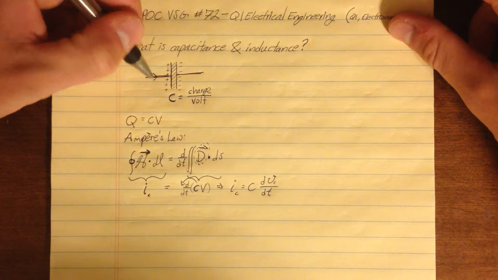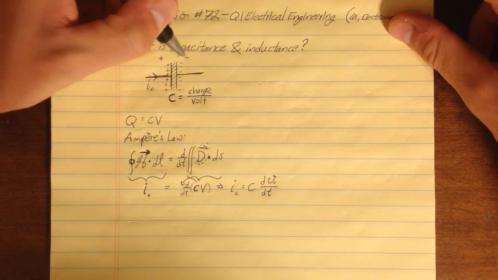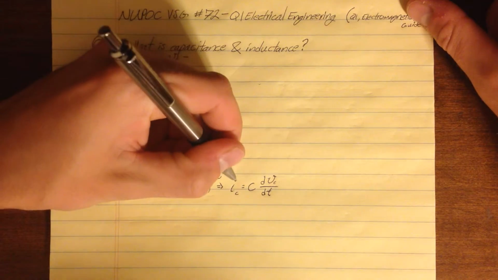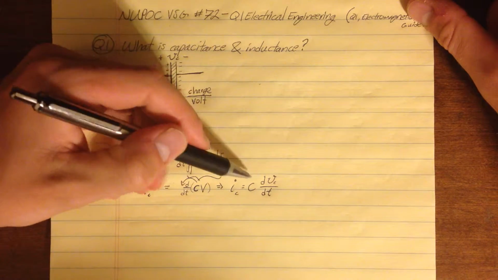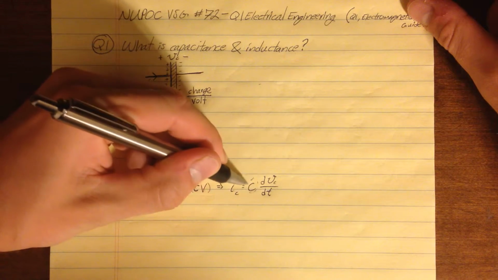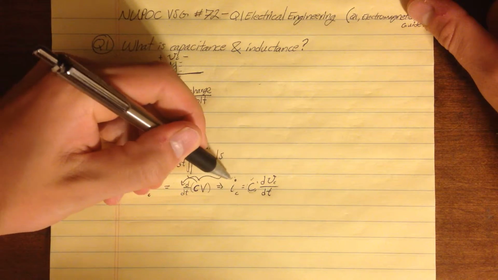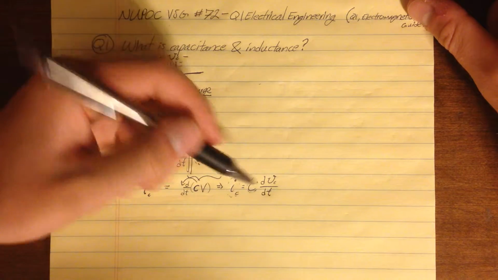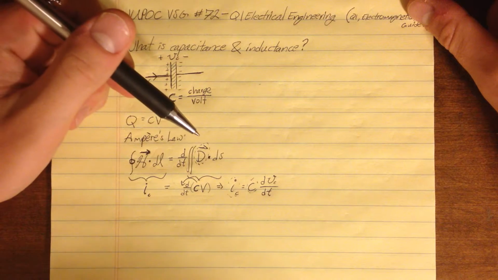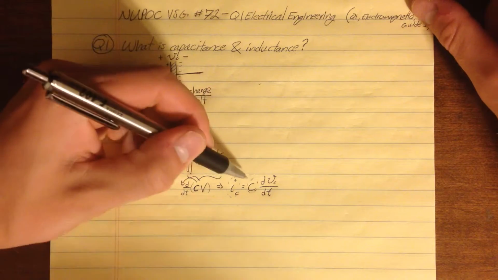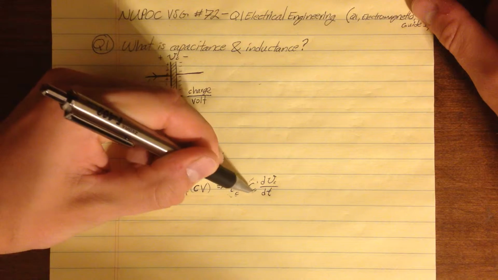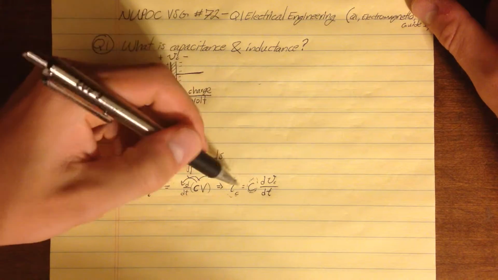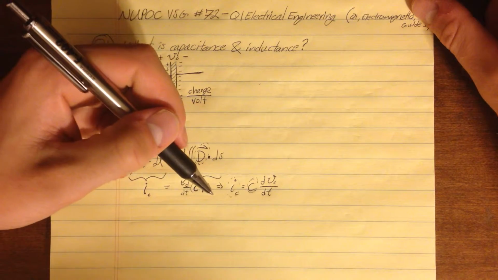So if this is I_C and this is V_C, what this means is that if the capacitance is very large, it takes a large current just to get a small change in voltage, a small dV/dt. Another way to think about it is that if there's a very large capacitance, just a small change in voltage will create a very large current.